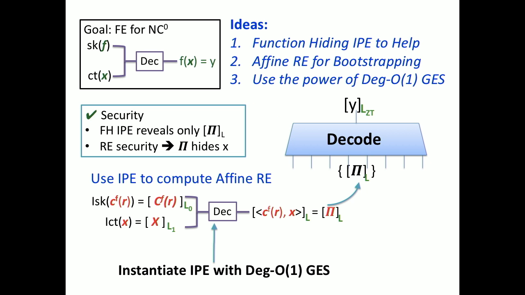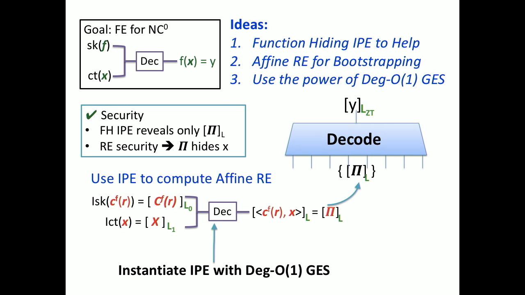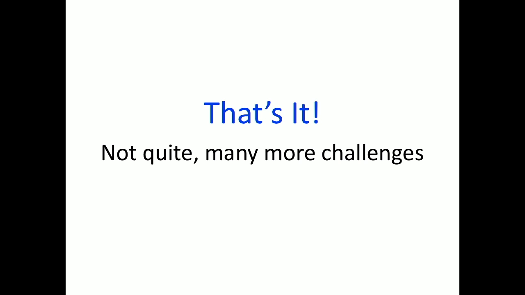You are using a Boolean PRG somewhere, right? That's how you get the degree to be 6. Yes, the Boolean PRG, however, is in the bootstrapping step. And right now, we're in the step of constructing the FE for NC0. Okay. Great. Well, I haven't told you about it yet. Yes. Thank you for noticing all the loopholes, because that's it. Turns out it's not quite.